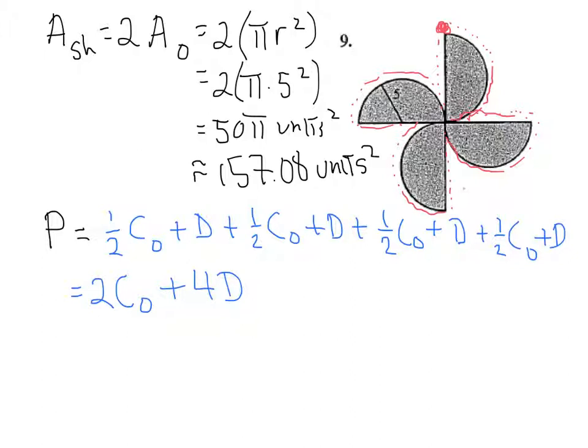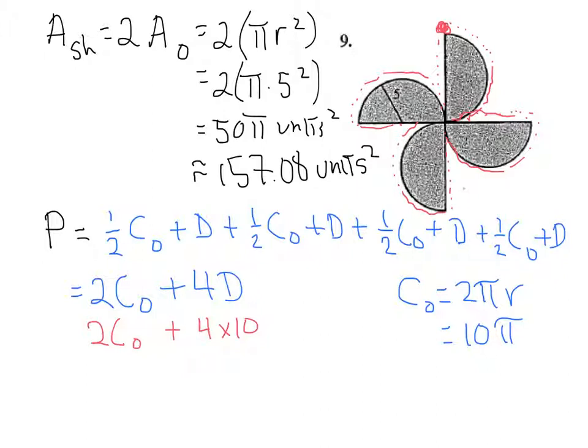Now, the diameter is fairly easy because we know the radius is 5. So the diameter is 10, which means that we can plug in 10 right here and get 4 times 10 for the diameter. But the circumference of the circle we still have to figure out. So we go off to the side again, and we say that the circumference of a circle is 2 pi r. Since r is 5, that means the circumference is 10 pi, because it's 2 times 5 times pi.